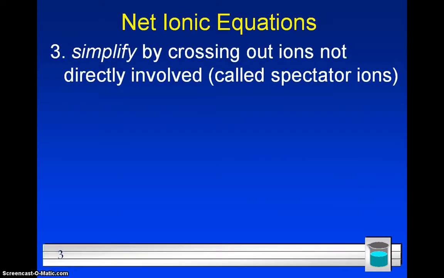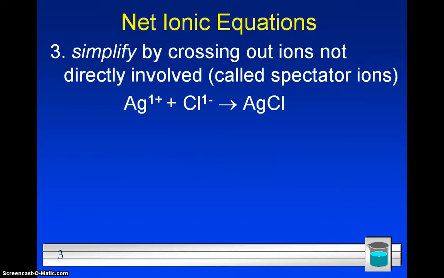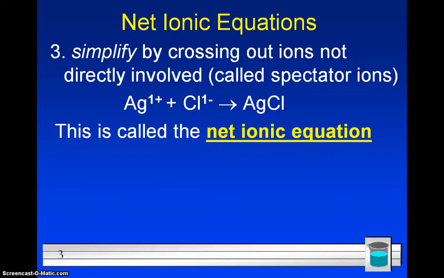Then we'll simplify it by crossing out the ions that aren't directly involved. We call them the spectator ions. They're basically floating in your soup of water and they don't really do anything. What we are left with is that silver and chloride react to form silver chloride. So let's go back up and look at this. You've got nitrate and sodium on this side, and you've got nitrate and sodium on this side. So they cancel out, and they're not involved. Nothing really happens with them. What is actually reacting is that the silver is going with the chloride to form silver chloride. And that's why you end up with this as the net ionic equation.